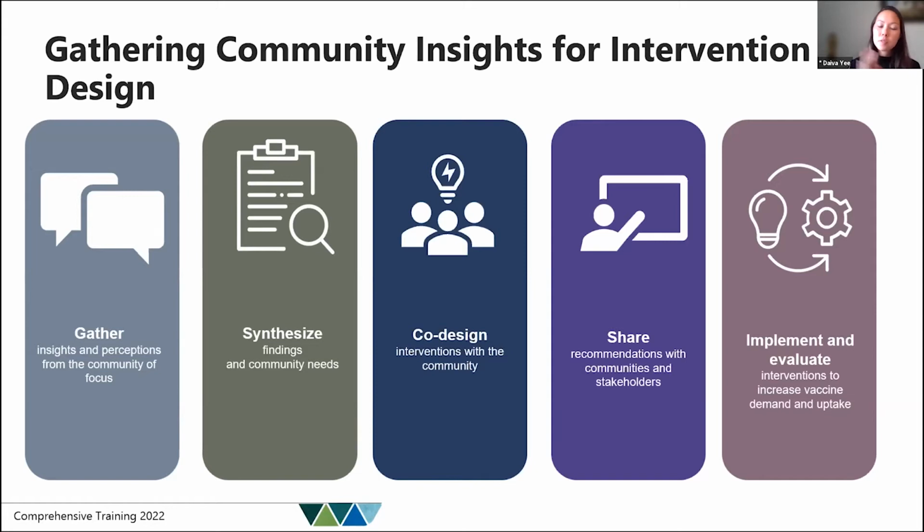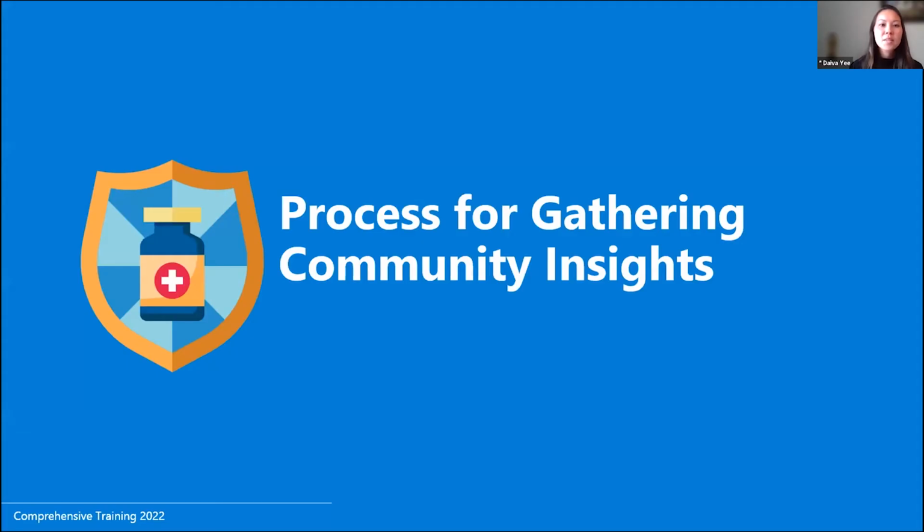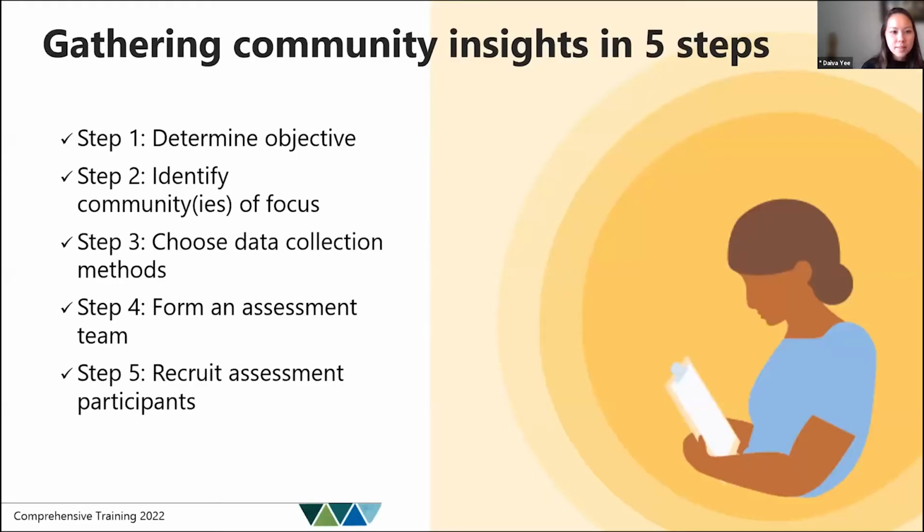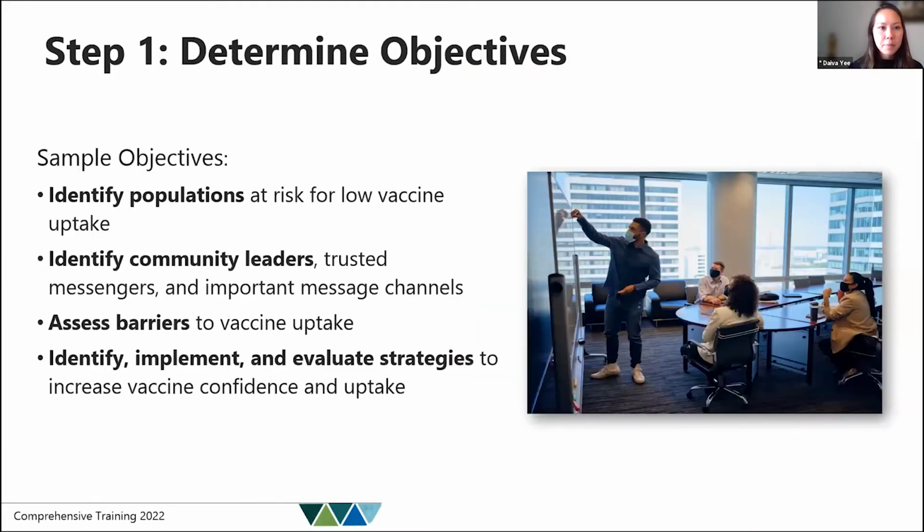So once again, we're just talking about this first stage of this journey today, but you'll be hearing about the other steps of this process later in your training. So what is the process for gathering community insights? We can synthesize the process into 5 key steps. The first is to determine your objectives. You'll then want to identify your community or communities of focus. You'll choose your data collection methods, then form an assessment team, and then recruit your assessment participants. And we'll be going through each of these steps in a little bit more depth.